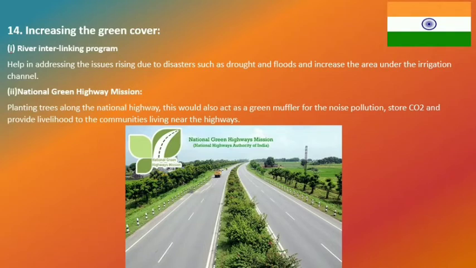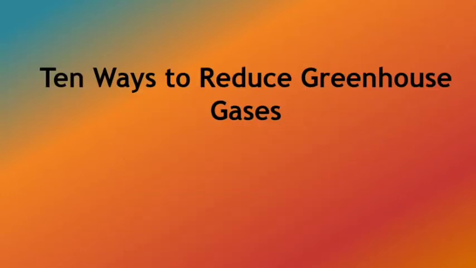which are drought and flood. So the second way to increase the green cover is the National Green Highway Mission. In this, government is going to plant trees along the national highways. This would also act as a green muffler for noise pollution, and it will store carbon dioxide and provide livelihood to the communities living near the highways. So these are the 14 initiatives which India has taken.